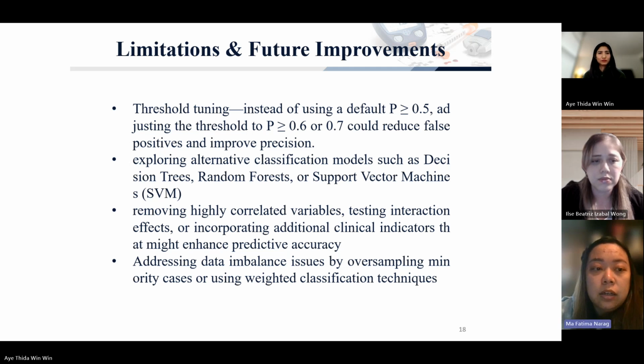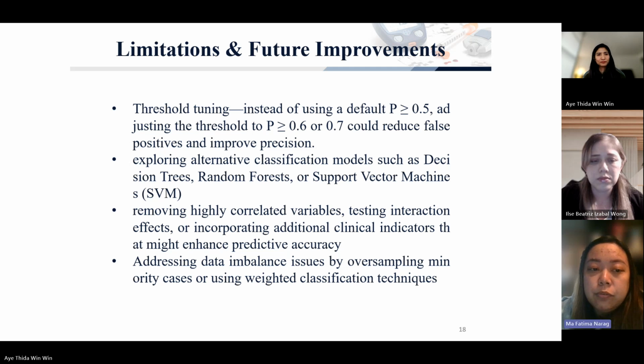Next, for the limitations and future improvements, several refinements could enhance the performance and practicality of this model. One significant improvement would be threshold tuning. Instead of using a default P greater than or equal to 0.5, adjusting the threshold to P greater than or equal to 0.6 or 0.7 could reduce false positives and improve precision. Additionally, exploring alternative classification models such as decision trees, random forest, or support vector machine (SVM) may provide better trade-offs.